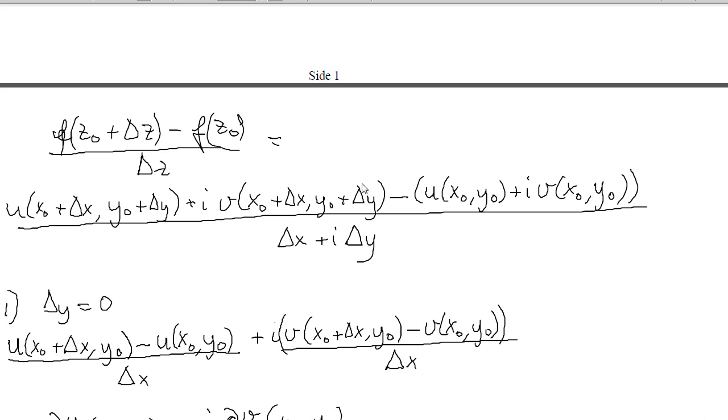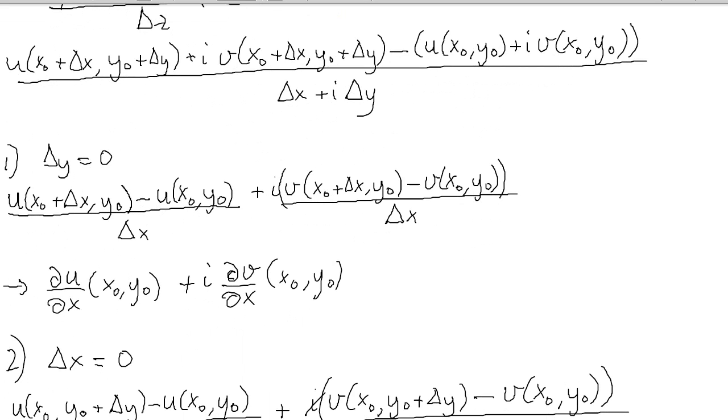Then, by rearranging, we see that this expression can be written in this form. Now we don't have any delta y, so letting delta x go to 0, we obtain the following. When delta z goes to 0, using the definition of the partial derivative, we see that this term goes to the partial derivative of u with respect to x at the point (x0, y0), and this term will approach the partial derivative of v with respect to x at the same point.